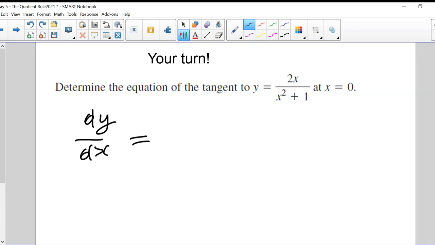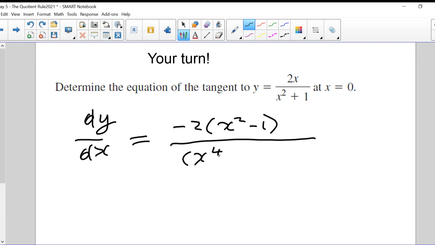I haven't gotten to the actual answer, but in terms of derivative, I'm going to write down exactly what you have here. So minus 2 bracket x squared minus 1, all over x to the power of 4 plus 2x squared plus 1. Oh, it's like you multiplied it out. I take it you took the x squared plus 1 and you expanded it. I got something a bit different.